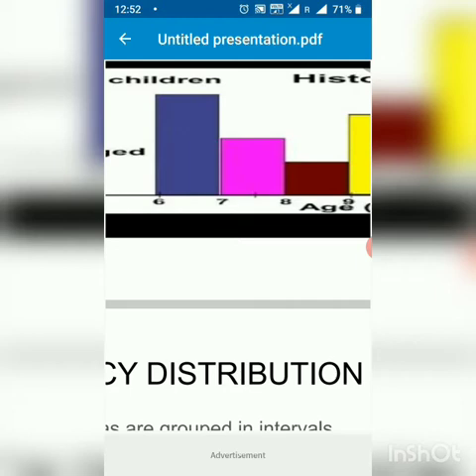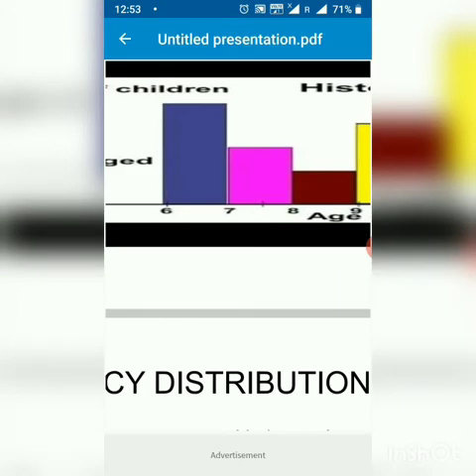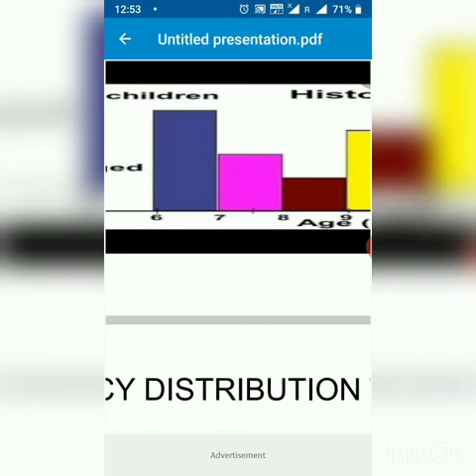In each group, in the 7 to 8 group, 7 is the lower limit, 8 is the upper limit. 8 to 9, 8 is the lower, 9 is the upper limit. This is known as class intervals. So there are how many class intervals? 1, 2, 3, 4 class intervals. When you are calculating, we have to take either one of the limits, lower or upper. Generally, we take the lower limit in the class interval while grouping the data.